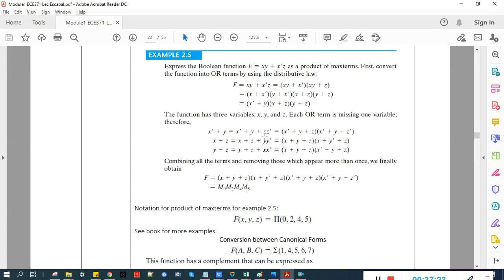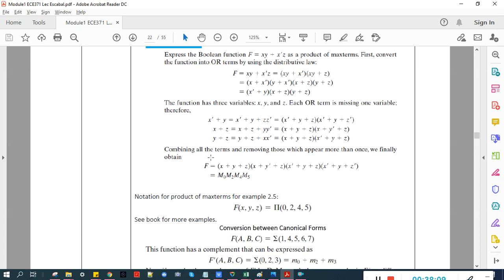For each term we add z prime z, which is just equal to 0. Performing OR operation with 0 is the same, so we did not change this expression at all. We just added 0. Again, using the distributive property, you distribute this to the rest. The expression becomes x prime or y or z, then x prime or y or z prime. Same with the rest.